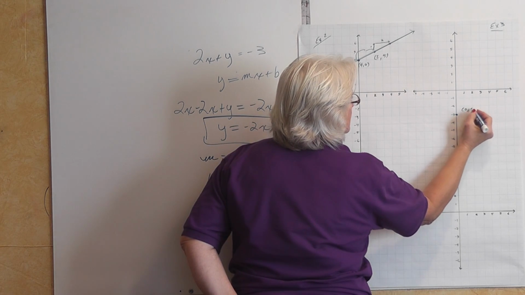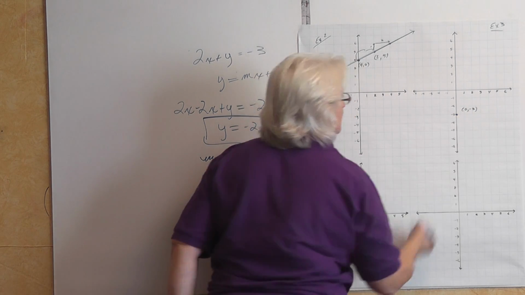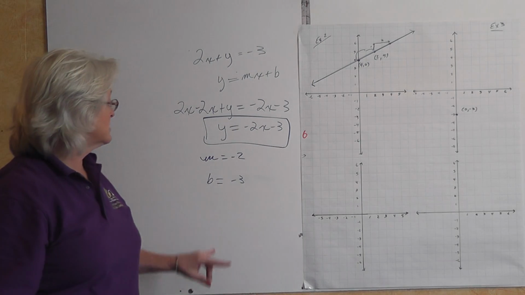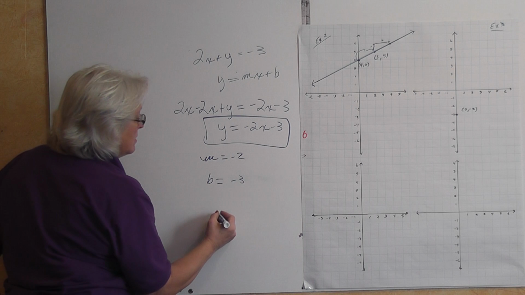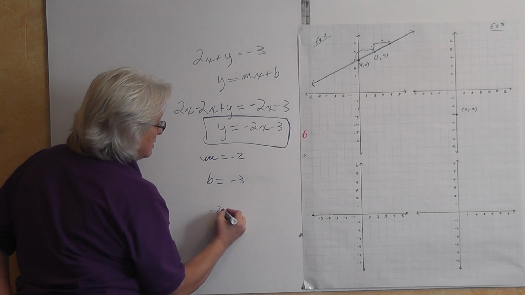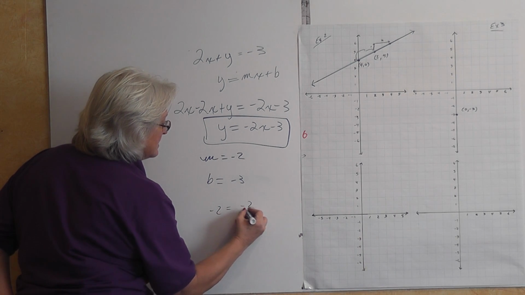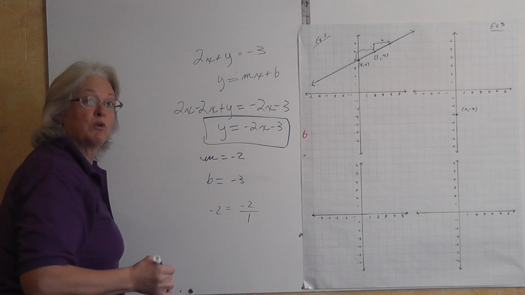X is 0, y is -3. What do we know about our slope? Our slope is -2, or -2 is the same as -2 over 1.